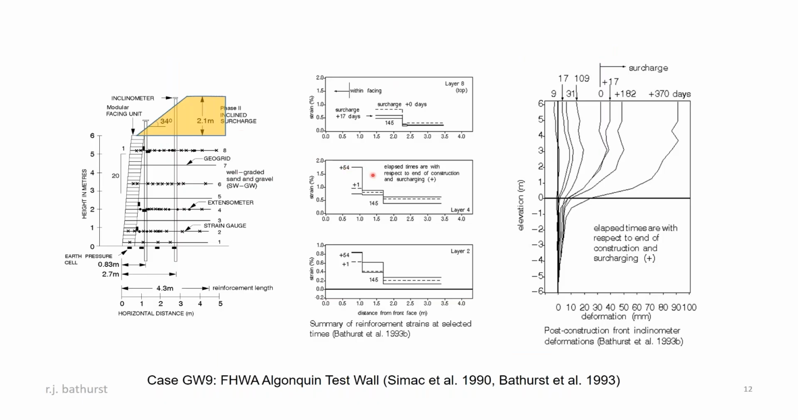And what we found was that the strains in the reinforcement were still reasonably small. Even after surcharging, the strains were less than 2%. The walls did deform, and after surcharging, the deformations were larger, as we might expect. But this wall was never indicating that it was under any serious distress, and therefore showed us evidence that the current design method was very conservative.